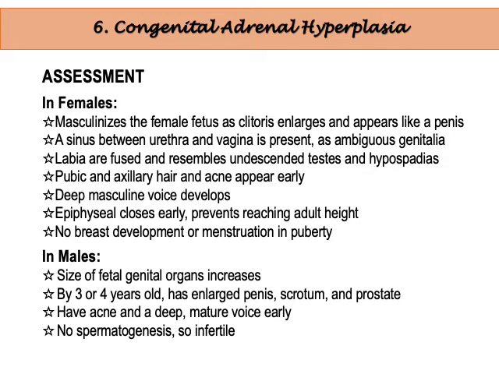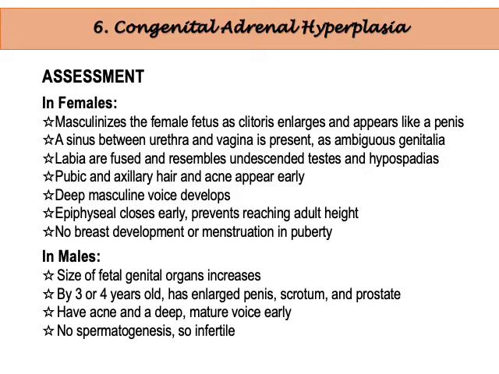Pubic and axillary hair and acne appear early because of too much androgen. There's also the masculine voice, and the epiphysis closes early. It prevents reaching adult height. Among females also, there is no breast development or menstruation in puberty because of the excessive androgen instead of estrogen.